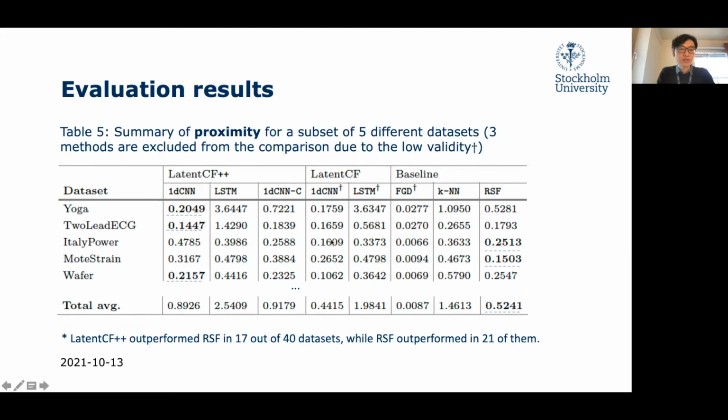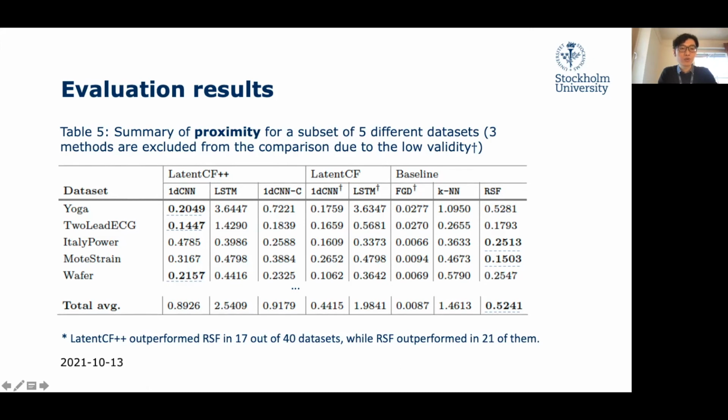And this is a summary of proximity score. So we can see that 3 different methods are excluded in this comparison because they have low validity, and validity is our main metric. So for the rest of those 5 different methods, we can see for these 5 different datasets, 3 of the winners are from this 1DCN method, and 2 of them are from this RSF.